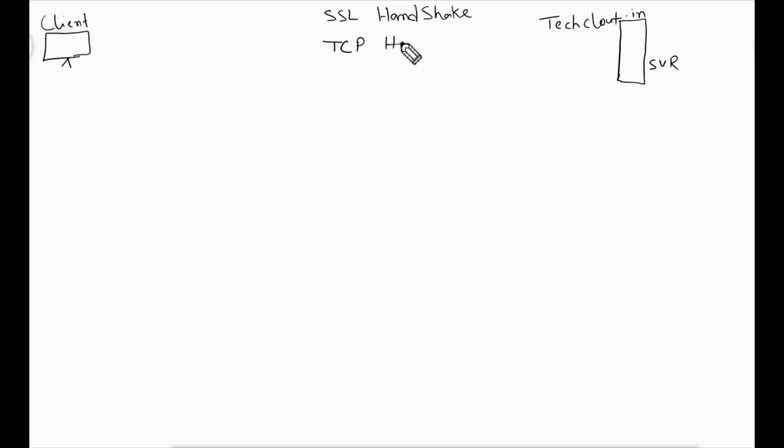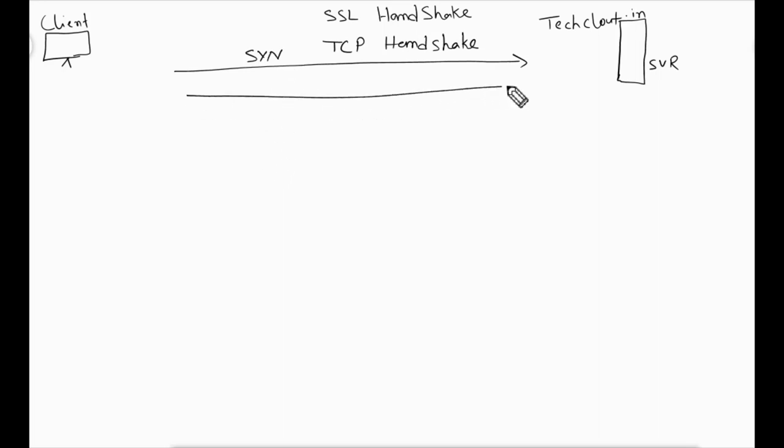They form the TCP Handshake. For the TCP Handshake, the client will send a SYN packet to the server. On behalf of that SYN packet, the server will reply to the client with a SYNACK packet. It means the server is saying that I am synchronizing and acknowledging the packet. On behalf of that, the client will reply back to the server with an acknowledgement packet. So this is how TCP Handshake happens.